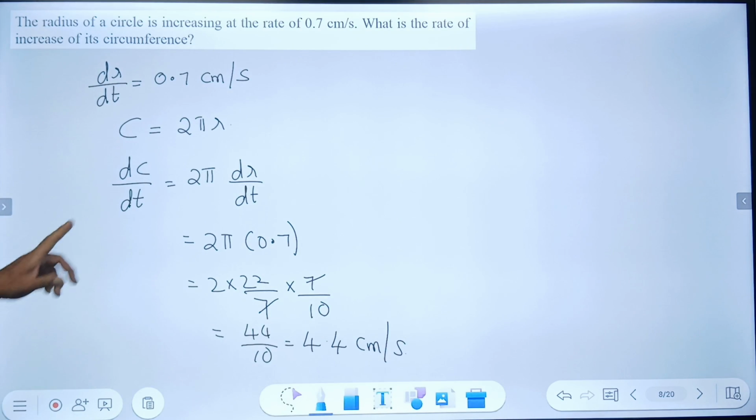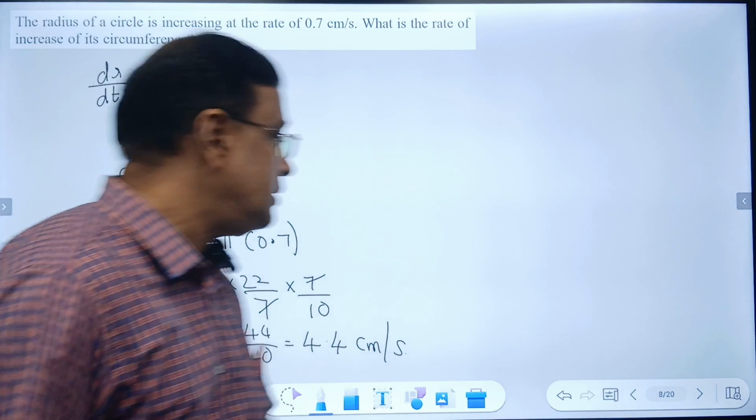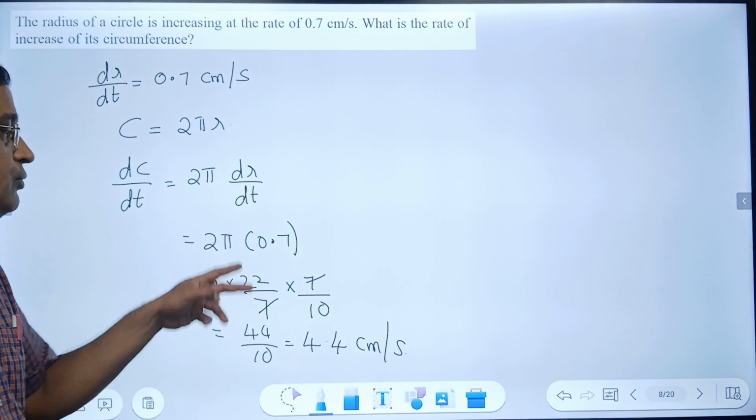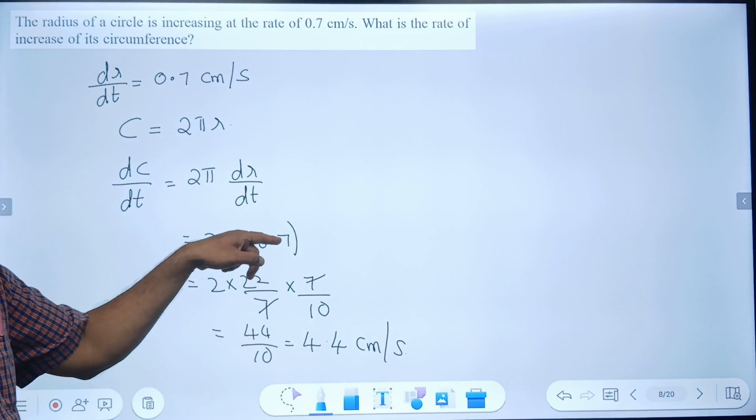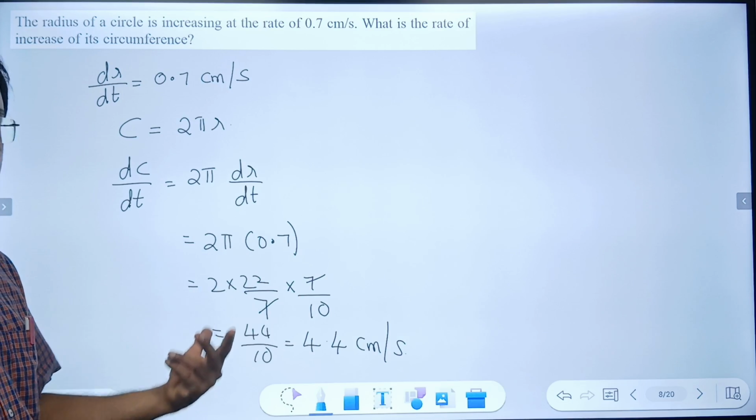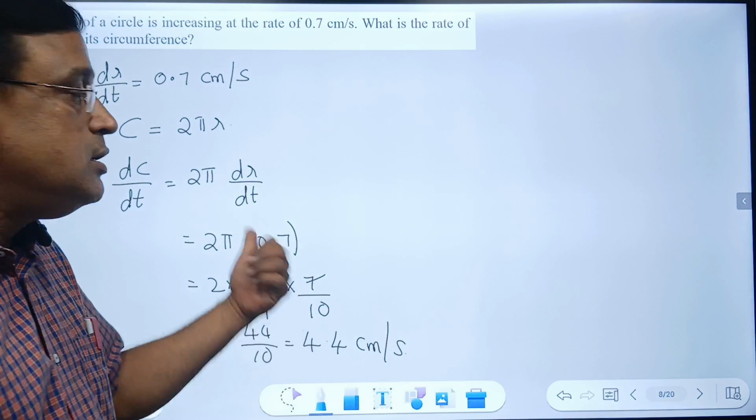Why centimeter? Circumference is in centimeter, time is in seconds. So centimeter per second. So you have to know where to use 22 by 7. If you have a multiple of 7, it's easy to cancel. So I use 22 by 7. Otherwise I would have left the answer as pi itself.